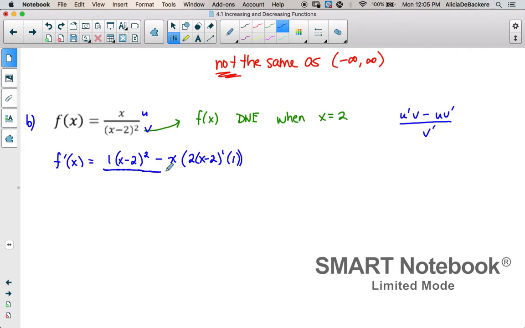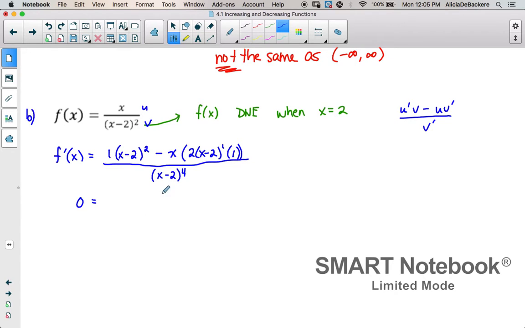And I'm going to put that all over the old denominator squared. Remember that when you square something that's already being squared, you multiply the exponents. So 2 times 2 gives me a new exponent of 4. All right, now I know that I want to know when this derivative is equal to 0. It's going to help me find those maximums and minimums.